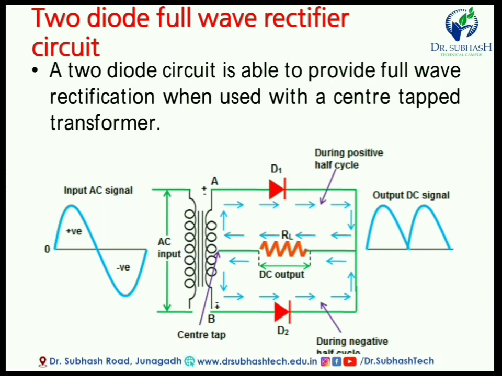So in the positive half cycle diode D1 conducts, in the negative half cycle diode D2 conducts, and continuously D1 and D2 conduct according to the input waveform, and we convert the AC to this pulsating DC. This is the basic idea of the full wave rectifier using a center tap transformer.